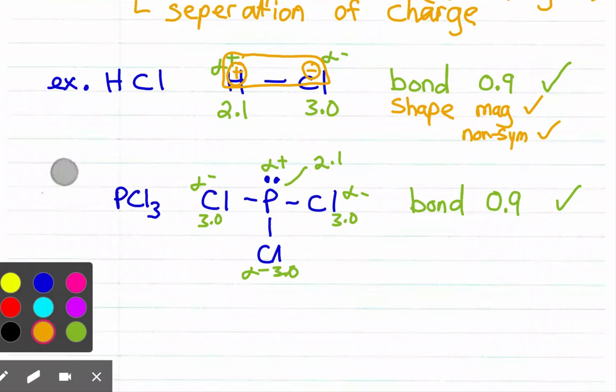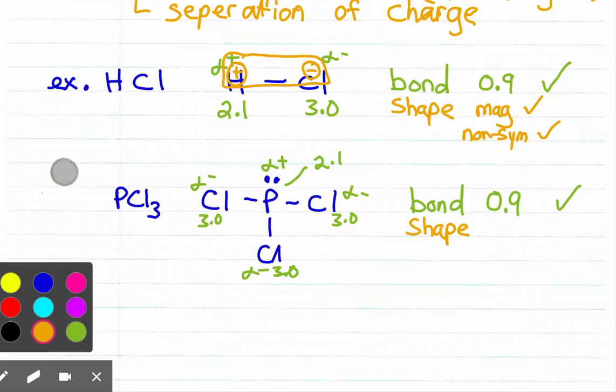So because you met the bond check, you now have to check your shape. So you have two options. You can have memorized if trigonal pyramidal is non-symmetrical or symmetrical. And if you've done that, you know that the trigonal pyramidal is non-symmetrical.